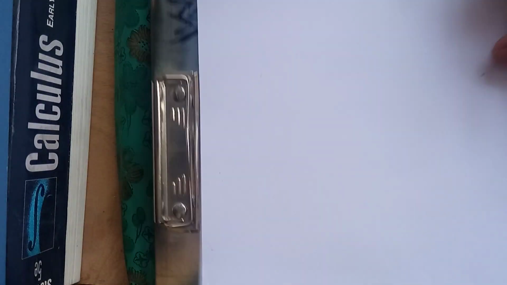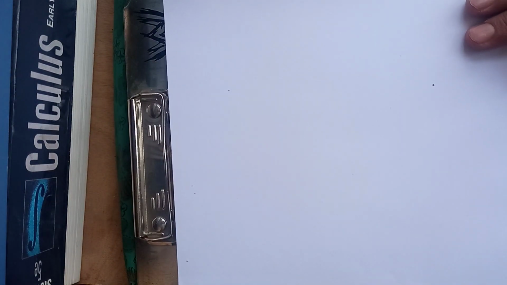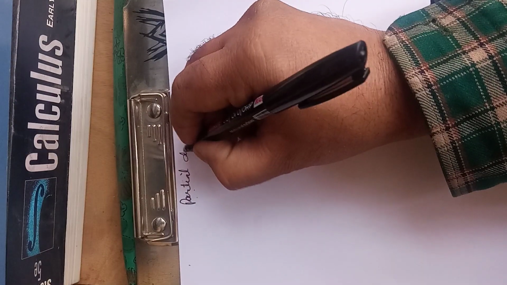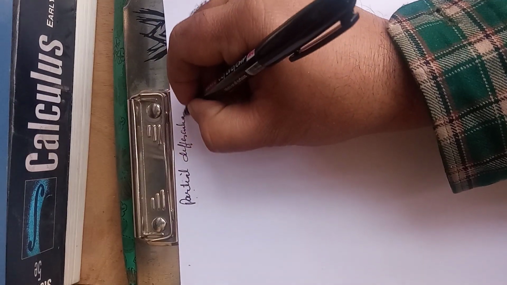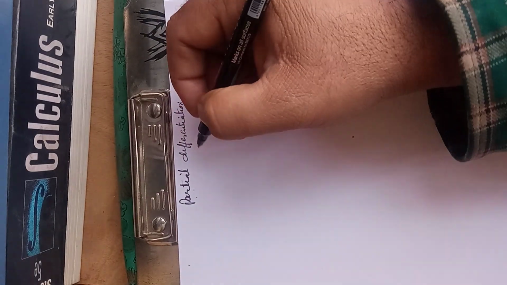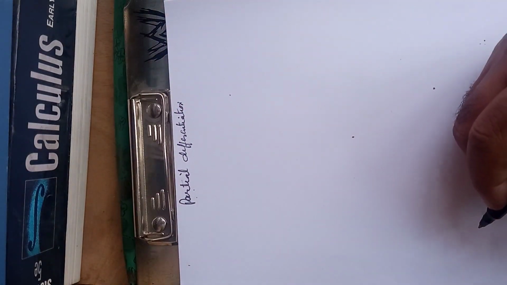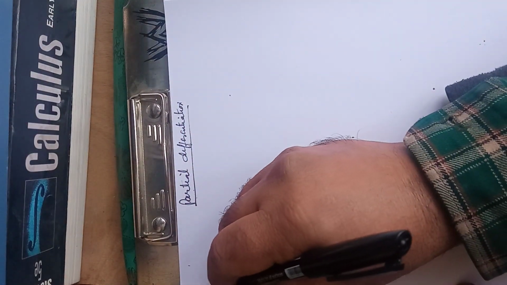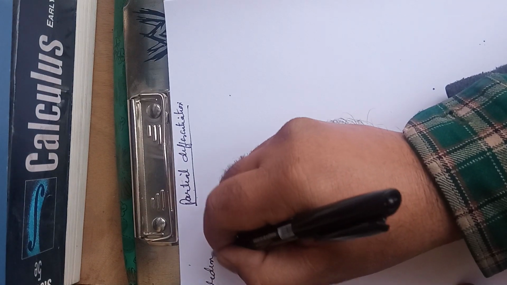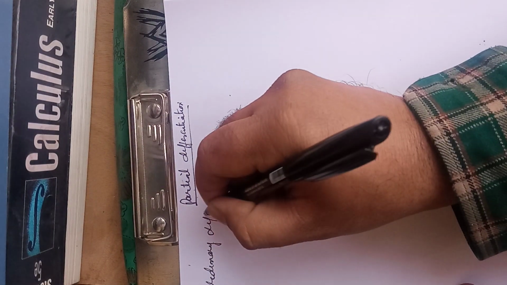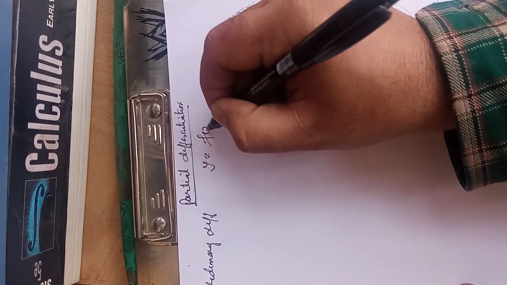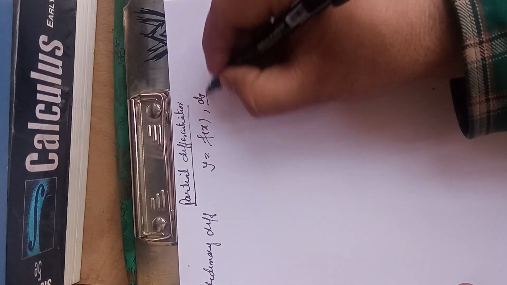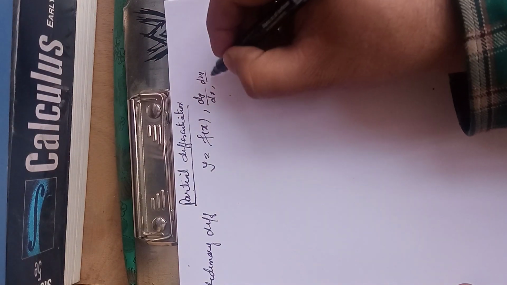Now let me take partial differentiation. See, if you already know ordinary differentiation, you have y as function of x, one dependent variable and one independent variable. So you can find all the derivatives, all higher derivatives as well.